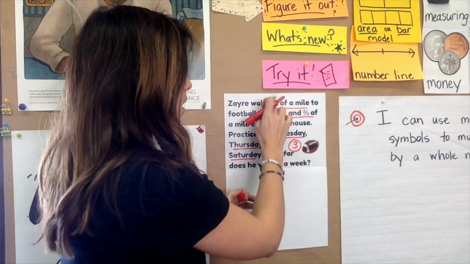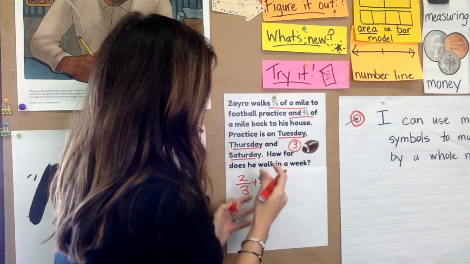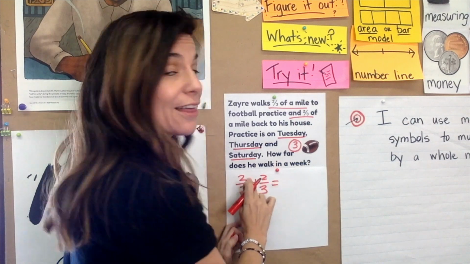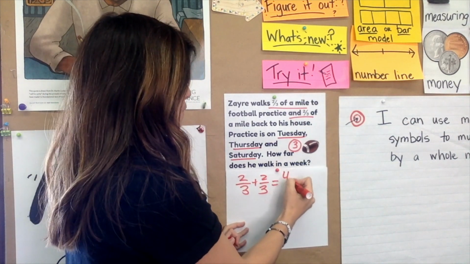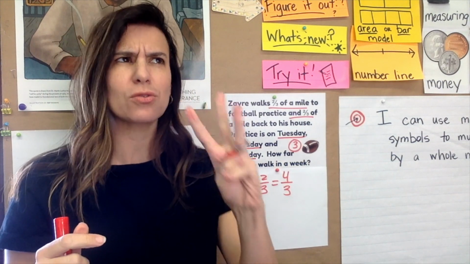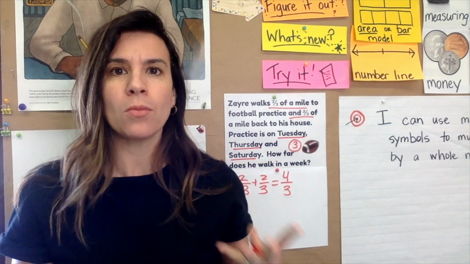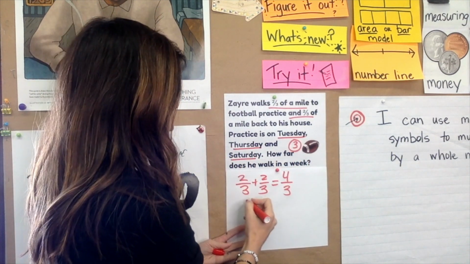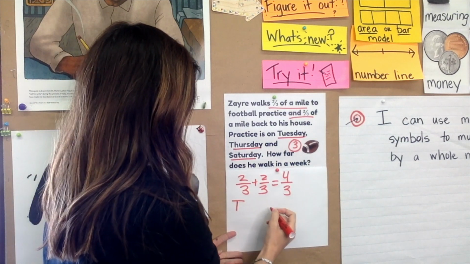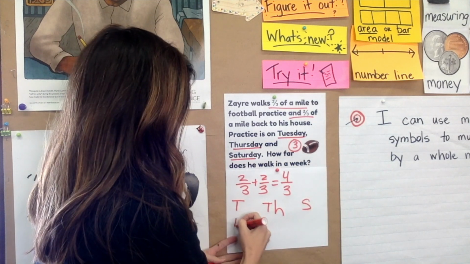Okay, so I know he has 2/3 plus 2/3, and that's each day he goes, and that equals, if we just add the numerator, 4/3. But he doesn't just do it one time, he does it 3 times. What should I do? Okay, I'm thinking about multiplication. I could do something with multiplication. I could add it, so we have Tuesday, we have Thursday, and we have Saturday.